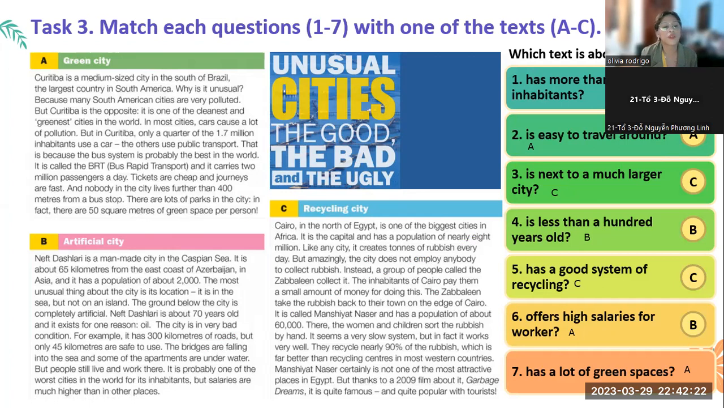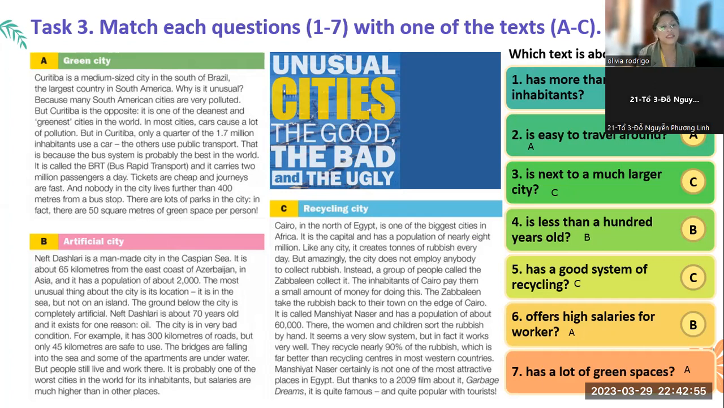The most unusual thing about the city is its location. It is in the sea, but not on an island. So the ground below the city is completely artificial. So everything is artificial. For example, it has 300 kilometers of roads, but only 45 kilometers are safe to use. The bridges are falling into the sea and some of the apartments are underwater. But people still live and work there.